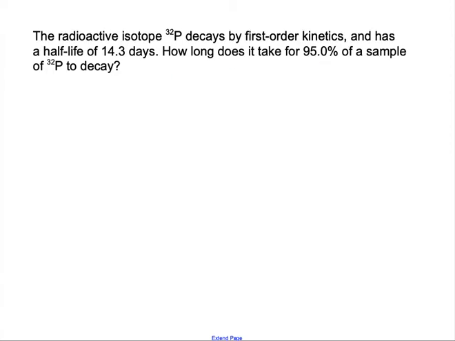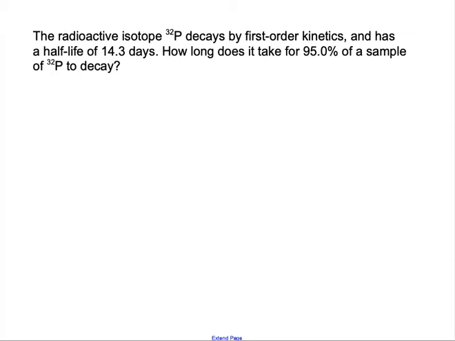So now it's time for a first-order reaction. It turns out that radioactive decay is always a first-order process. Phosphorus-32 decays by first-order kinetics and has a half-life of 14.3 days. How long will it take for 95% of a sample of phosphorus-32 to decay? All right, well, we've got a number of issues to deal with here.